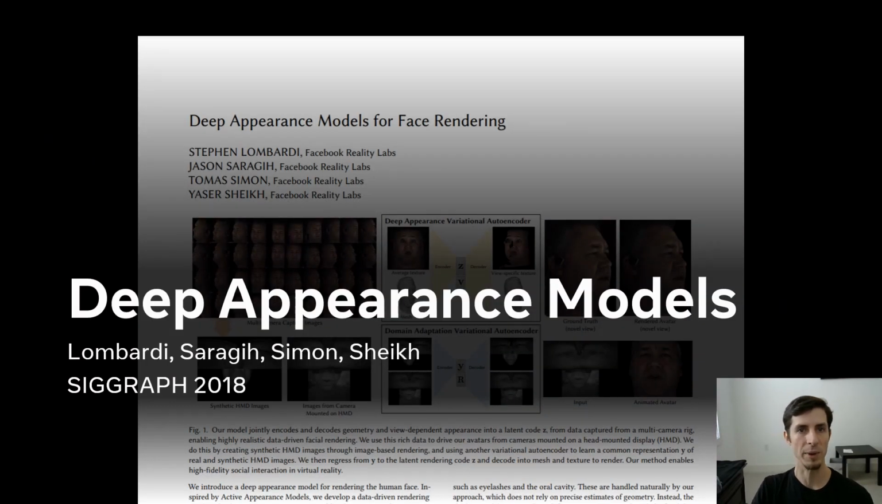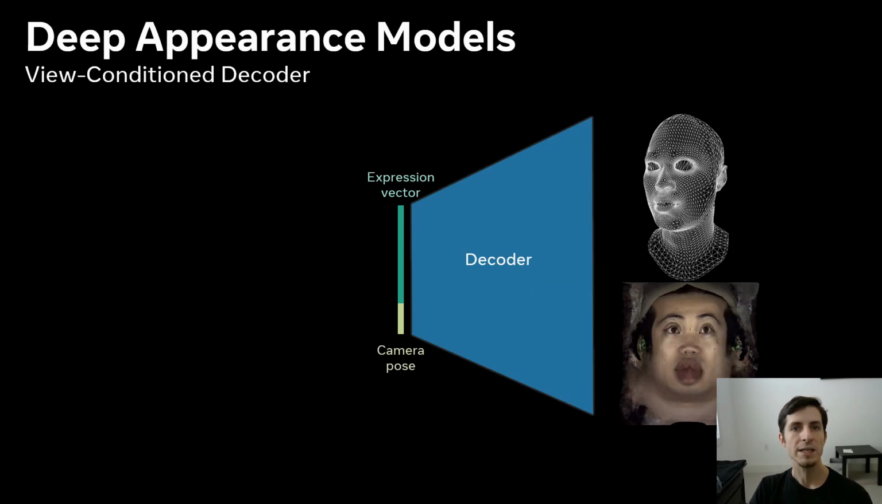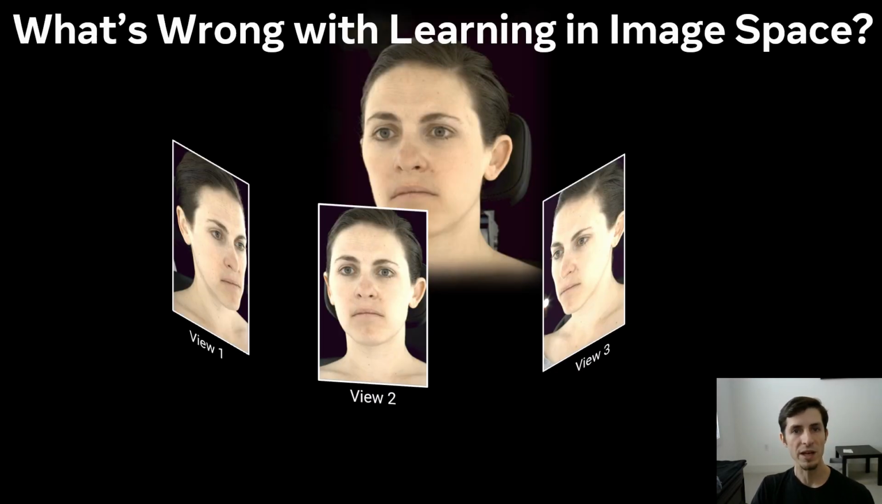So first, let's talk about deep appearance models. The main insight into this method is that we can overcome the limitations of bad quality geometry with view-dependent texture maps. In deep appearance models, we do learning in 3D space by modeling a mesh and a view-dependent texture rather than directly modeling an output image. This is in contrast to many previous work, like StyleGAN, that operate in the image domain.